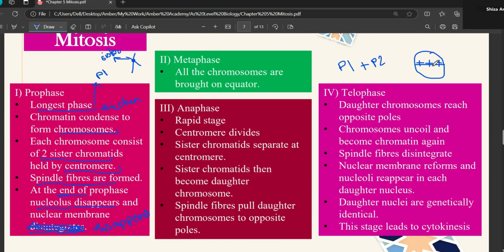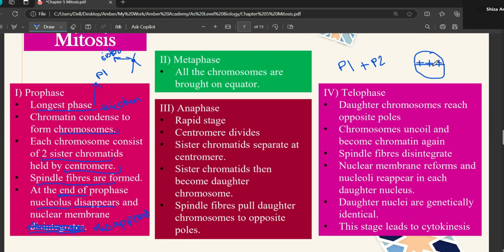There was no problem in this: the chromosomes condensed in the previous phase, in prophase, after the formation of spindle fiber and after the disappearance of nucleolus and nuclear membrane, and all of your chromosomes are now aligned on the equator. Then comes your anaphase, which is like the most rapid stage of mitosis.